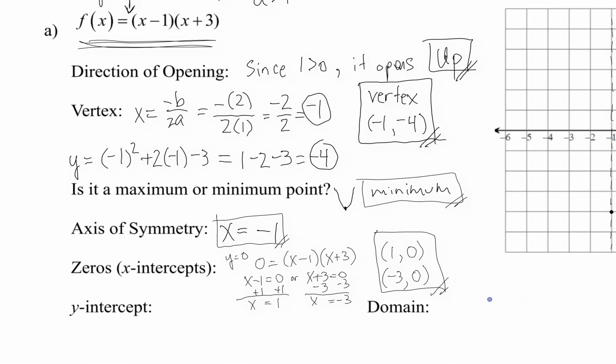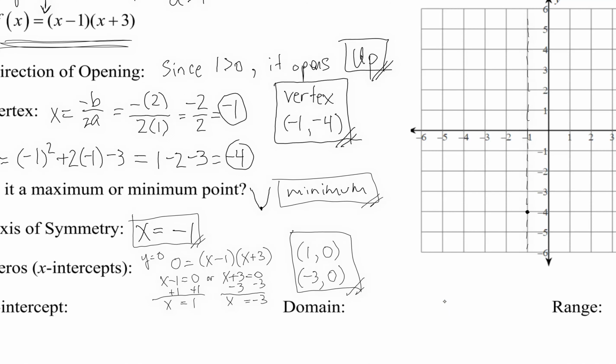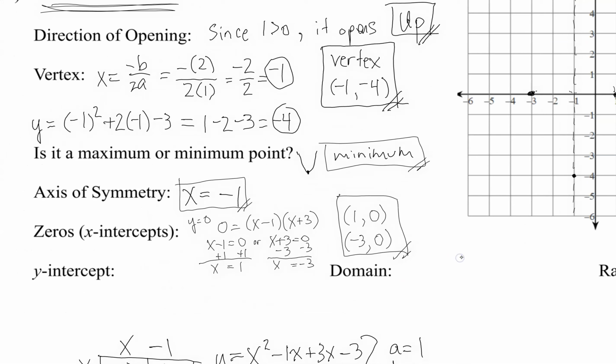And let's go ahead and mark that on our graph. 1, 0 is right here. And negative 3, 0 is right here. And if you look at that, this is 2 units away from our axis of symmetry, and this is also 2 units away from our axis of symmetry. So that sort of helps you to know, hey, we've done this correctly. Just erase that because I don't want to leave it. I'm trying to be nice and neat.